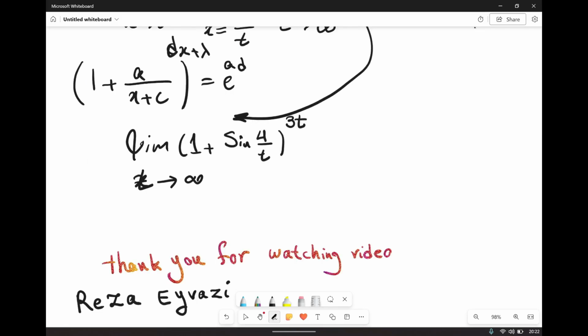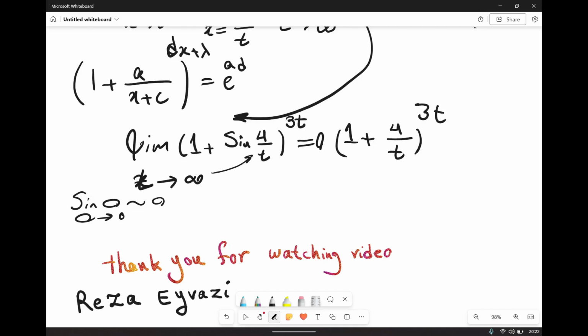But we know sine of a circle equals the circle when the circle goes to 0. When you put infinity in here, the argument of sine is 0, and I can substitute with 1 plus 4 divided by t, power 3t. Right now the limit as t goes to infinity is exactly the type we want, and the answer is e power 12.